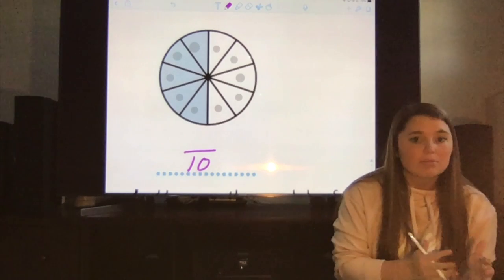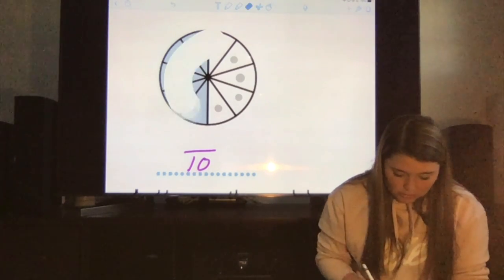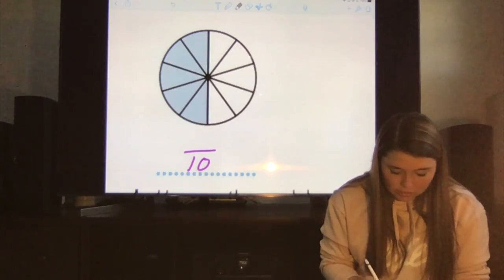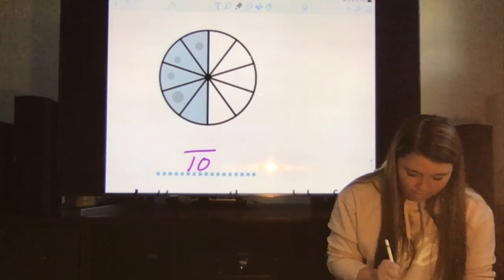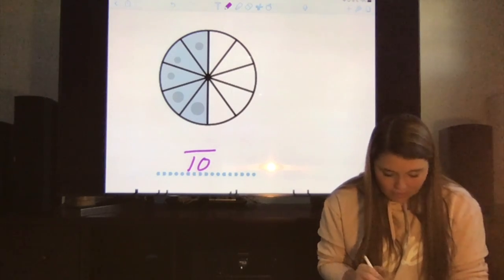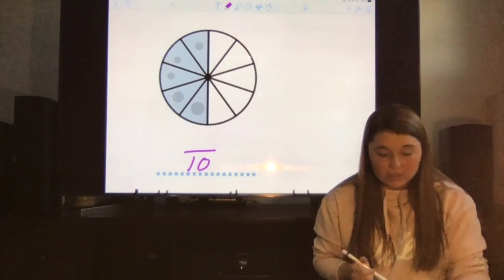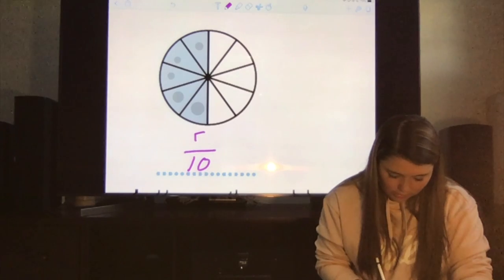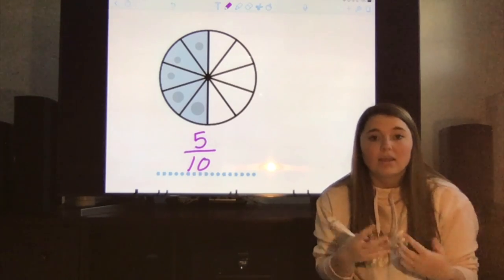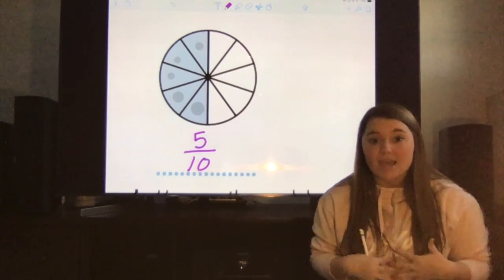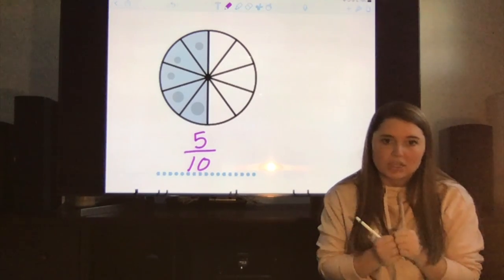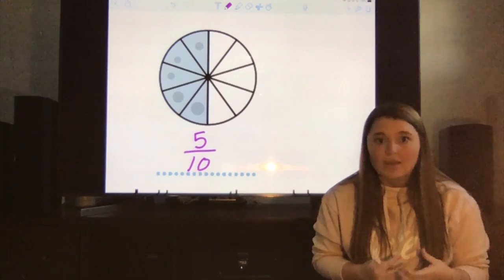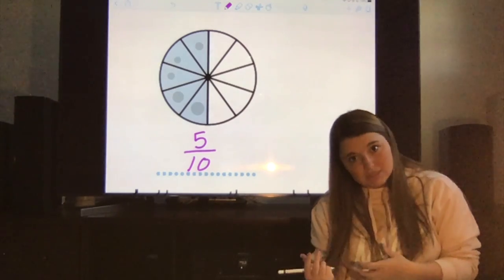So now that I found the number of equal parts, I am going to go over the parts that are shaded. I have 1, 2, 3, 4, 5. 5 out of the 10 are shaded. And so my numerator is 5. Like you heard me say before, 5 out of the 10 are shaded. 5/10 are what's shaded in this picture. 5/10 is what is represented.